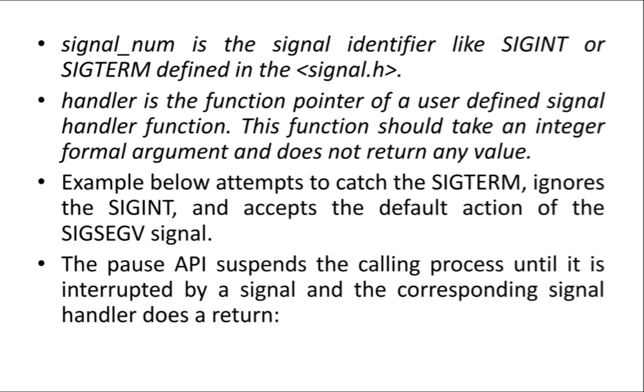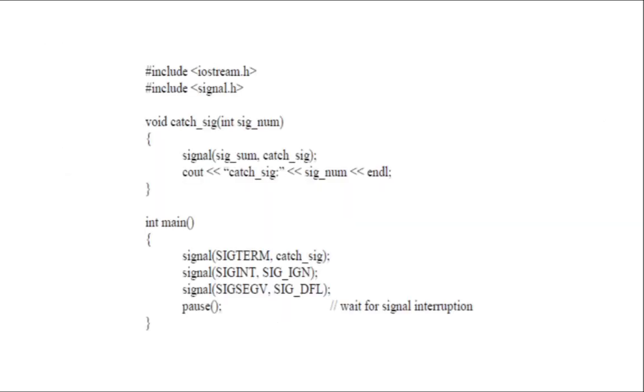And one more important thing, the pause API suspends the calling process until it is interrupted by a signal, and the corresponding signal handler does a return. Here the pause API will suspend the calling process until it is interrupted by a signal, right? We will see that now. So you can see there, catch, it is going to catch the signal. Which signal is it trying to catch?